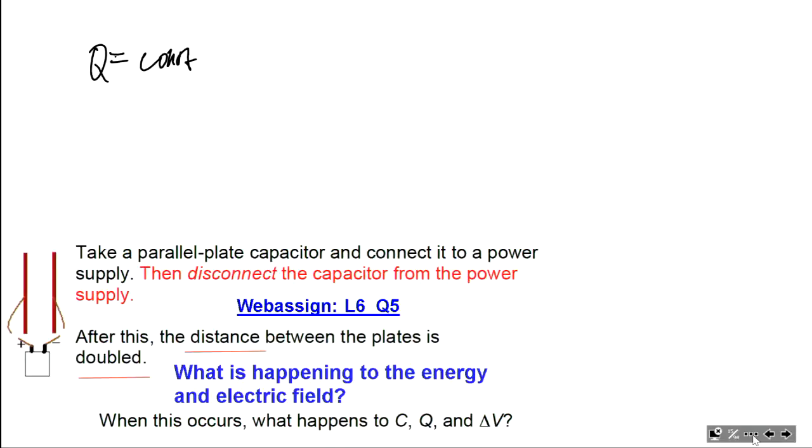So, when we increase the distance, we know we decrease the capacitance. This is just a feature of the capacitance of a parallel plate capacitor. So, when we increase the distance, we decrease the capacitance. This is not new, this is the same as before. What is different?